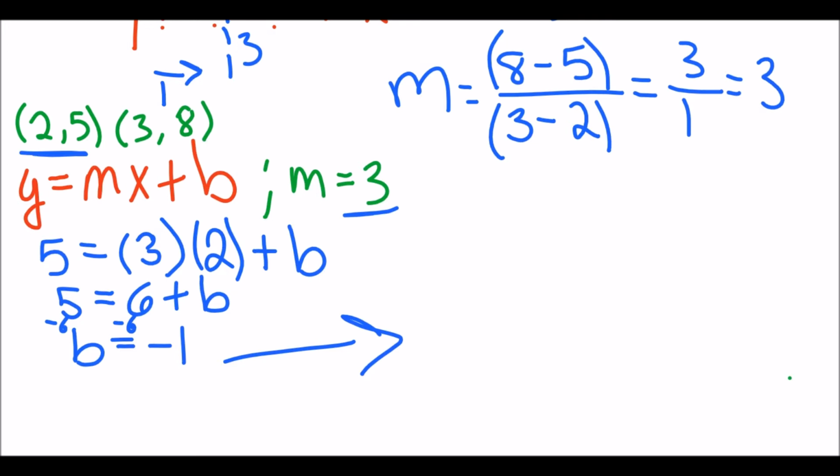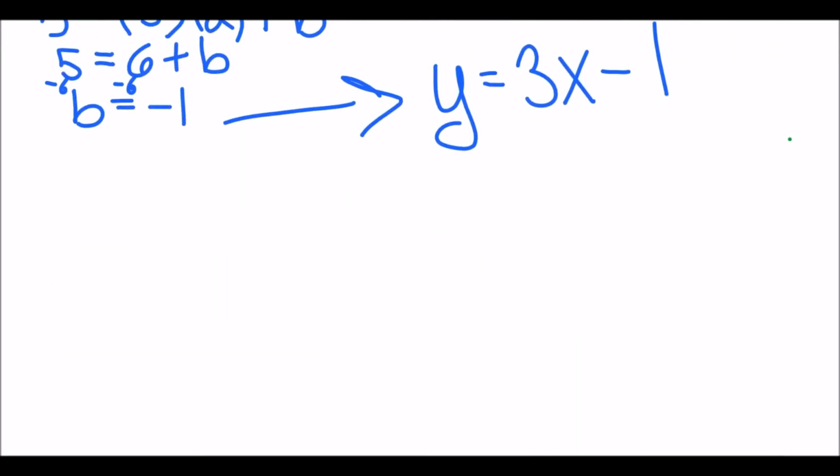So our equation for these 2 points is y equals 3x minus 1. And this will literally tell us every single point on the line, so it's pretty impressive. You could plug any number in for x, or actually for y, that matters too, and figure out where the line is. But let me give you an example of how to graph this.